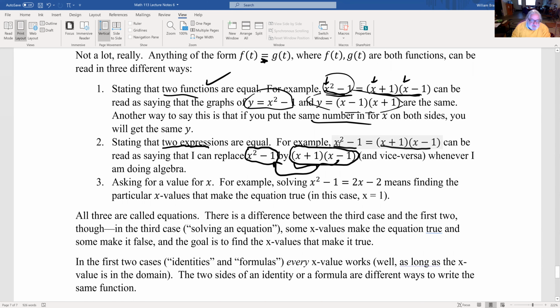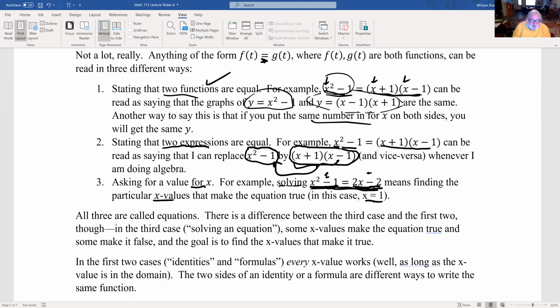A very different thing, though, is asking for a value for x, right? If I want to solve this, and it's important that the word solving is there, that means find the particular x values that make the equation true. In general, this is a parabola, this is a parabola, this is a line, right? They're not equal to each other. They intersect only when x equals 1. That's the only number you can plug in so that you get the same thing on both sides. If you plug in x equals 1, the left side is 0, the right side is 0. If you plug in x equals 2, then the right side will be 3 and the left side will be 2, which will be false.